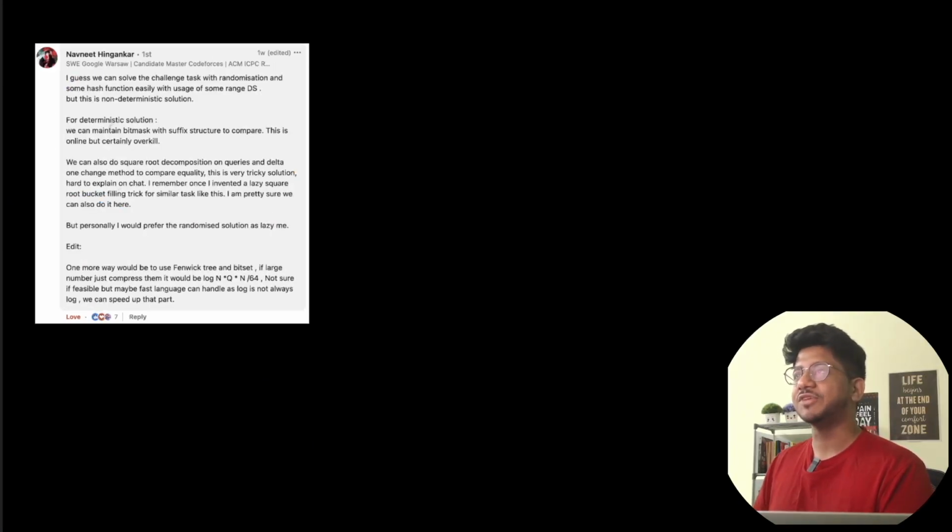Again, in fact, Navneet also suggested a good structure with bit mask plus suffix structure, which I think might be very difficult to implement. I'm not sure how this will work.